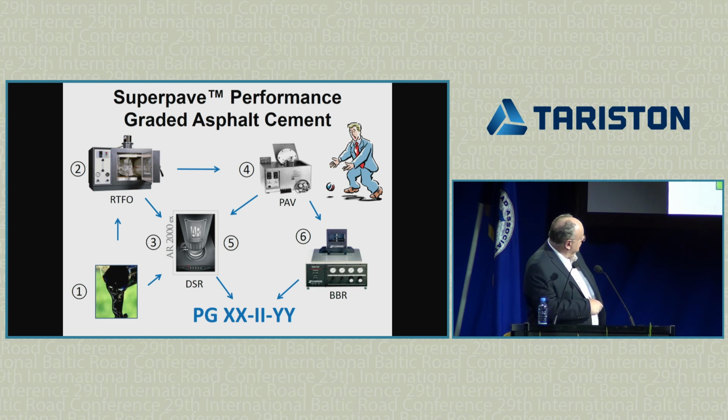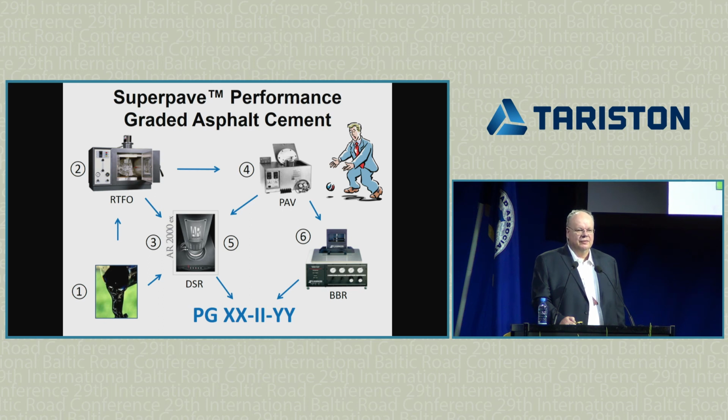We have the cement. It's aged in the RTFO oven, aged in the pressure aging vessel. It's measured in a DSR and in the BBR. You get your XX, II, YY grade. So X is the high temperature grade, I is the intermediate, and Y is the low temperature grade. And this was all based on research that was published much earlier, so it was incremental.